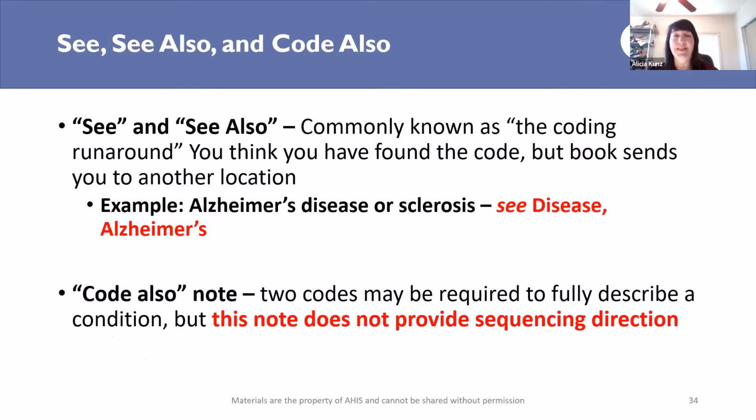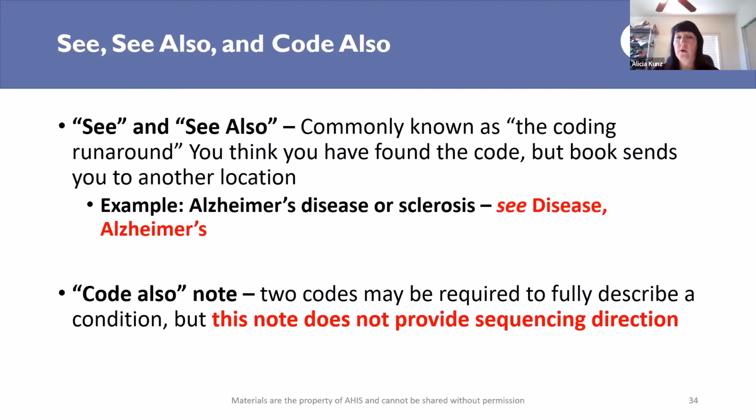You'll also see the term "see" or "see also," and this can be frustrating. This is when you go to look up a code and it's not where you would expect it. For instance, you want to look up the code for Alzheimer's disease. You would think, okay, alphabetically, I'm going to go to A for Alzheimer's. But when you get there, it's going to tell you "see disease, comma, Alzheimer's." And then you have to page forward to the D section to look up disease and then Alzheimer's. So that can be frustrating when you see it, it can feel like a runaround.